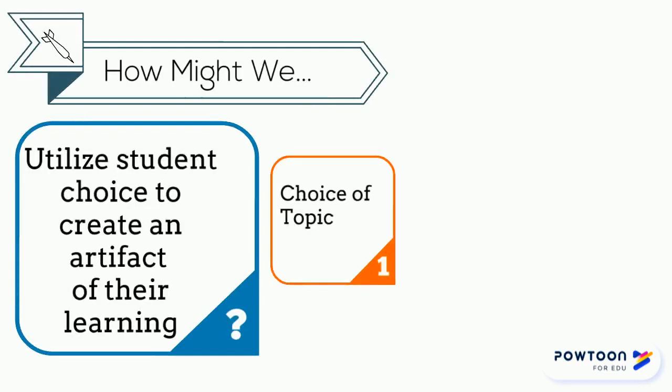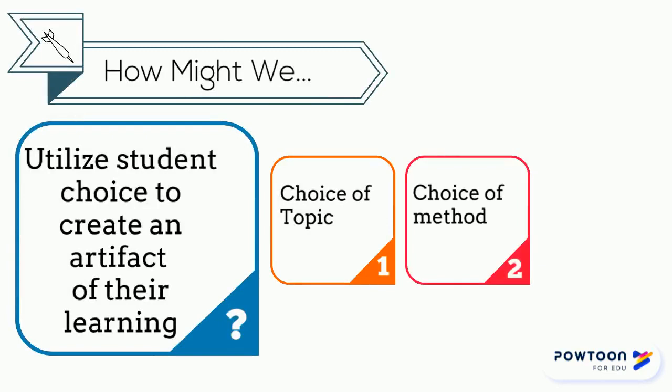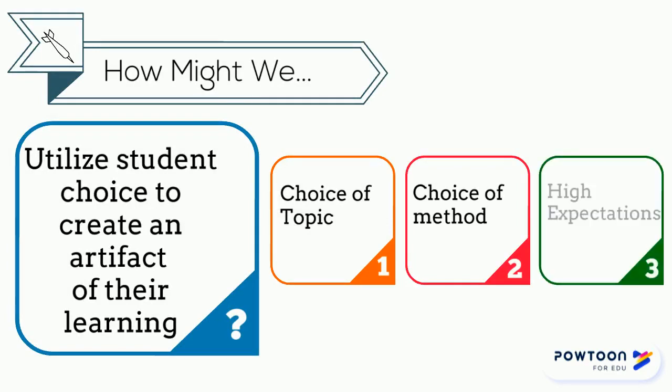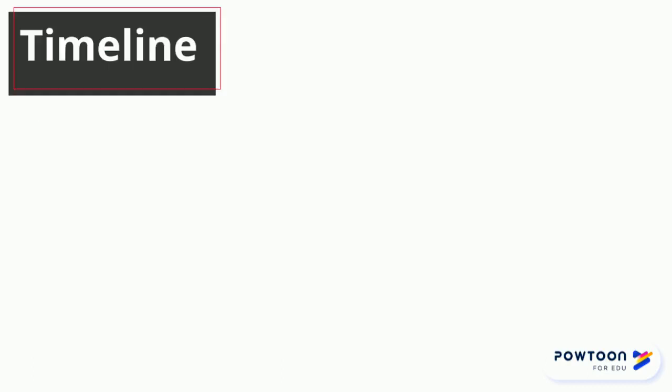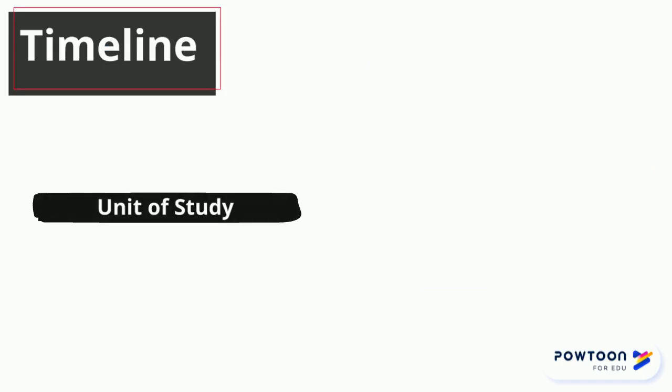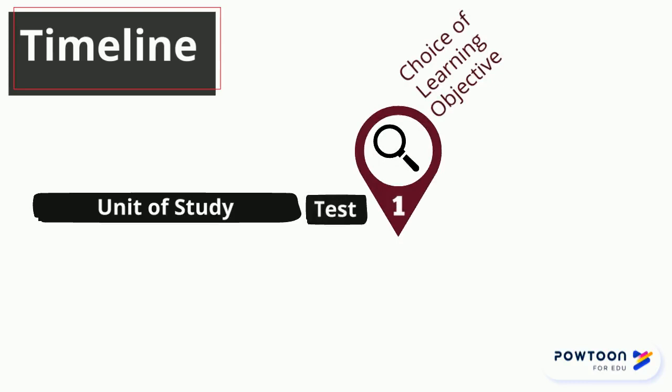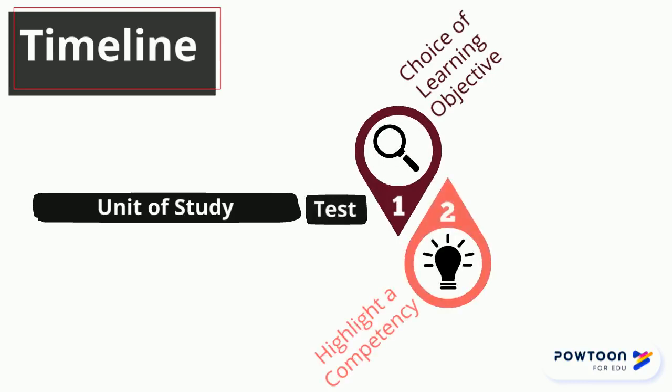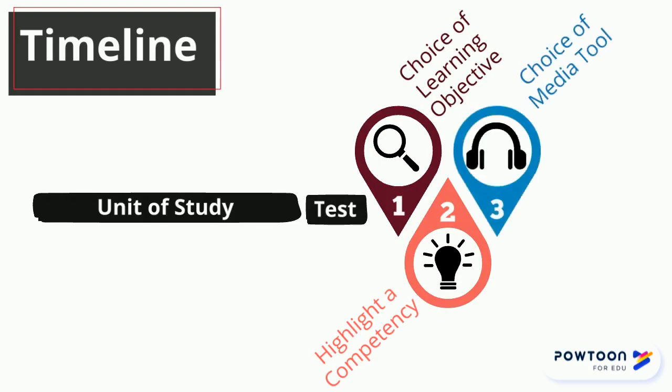I want to allow students to have a choice of topic, a choice of how they show me what they know, all while convincing me that they are meeting high expectations of the IB biology curriculum. In the most recent iteration of this project, my students would complete a unit of study by selecting one of about 30 IB learning objectives that highlight an aspect of the curriculum that they feel will demonstrate their mastery. Students then select a media tool that fits their style and the learning objective to show me what they know.